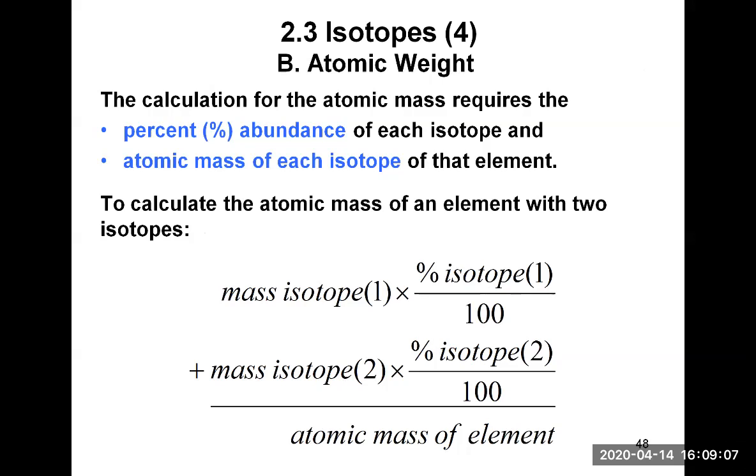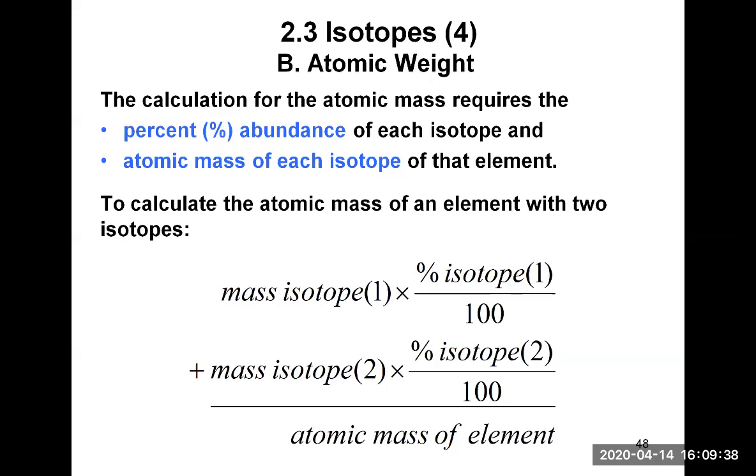And then to calculate the atomic mass of the element, if the element, for example, has only 2 isotopes, it will be the contribution of isotope 1 plus the contribution of isotope 2 that you add together to obtain the atomic mass of the element. Be careful, it's not a regular average calculation. You need to take into account the percent abundance.